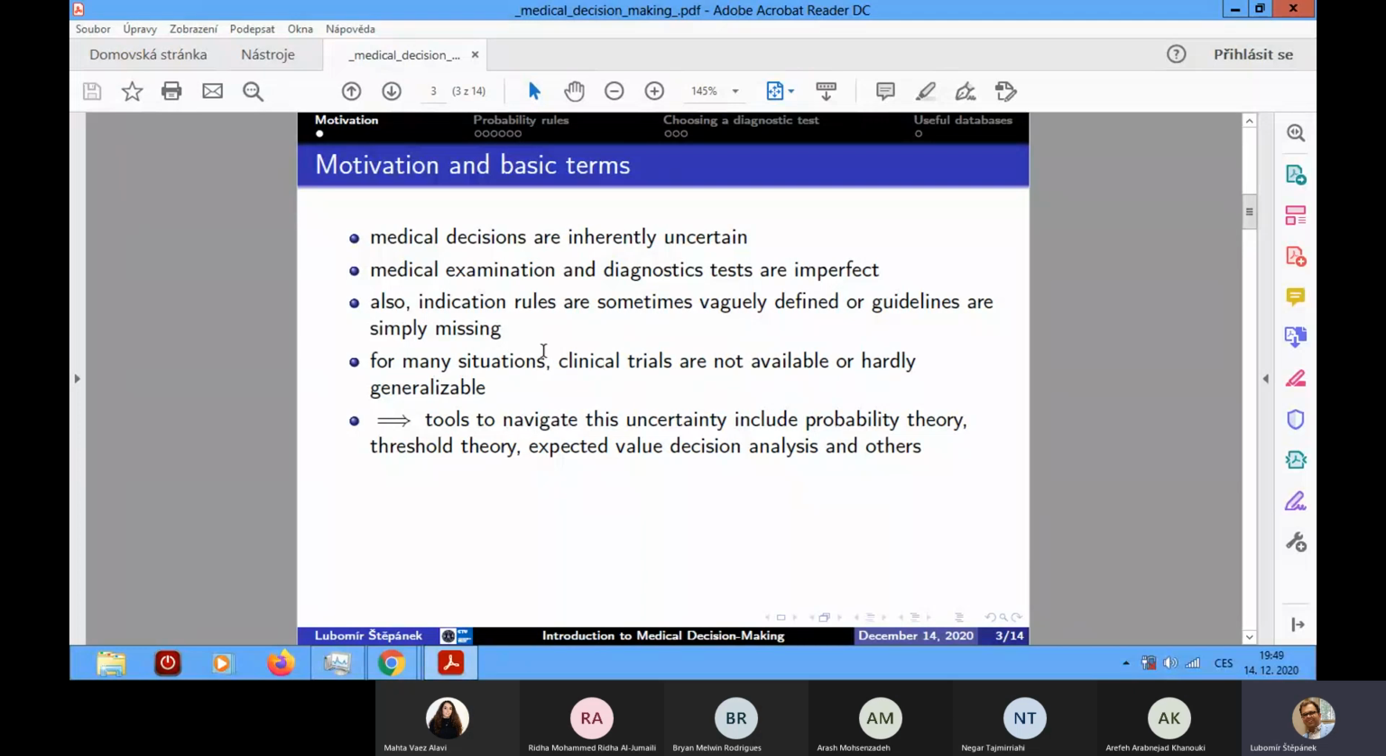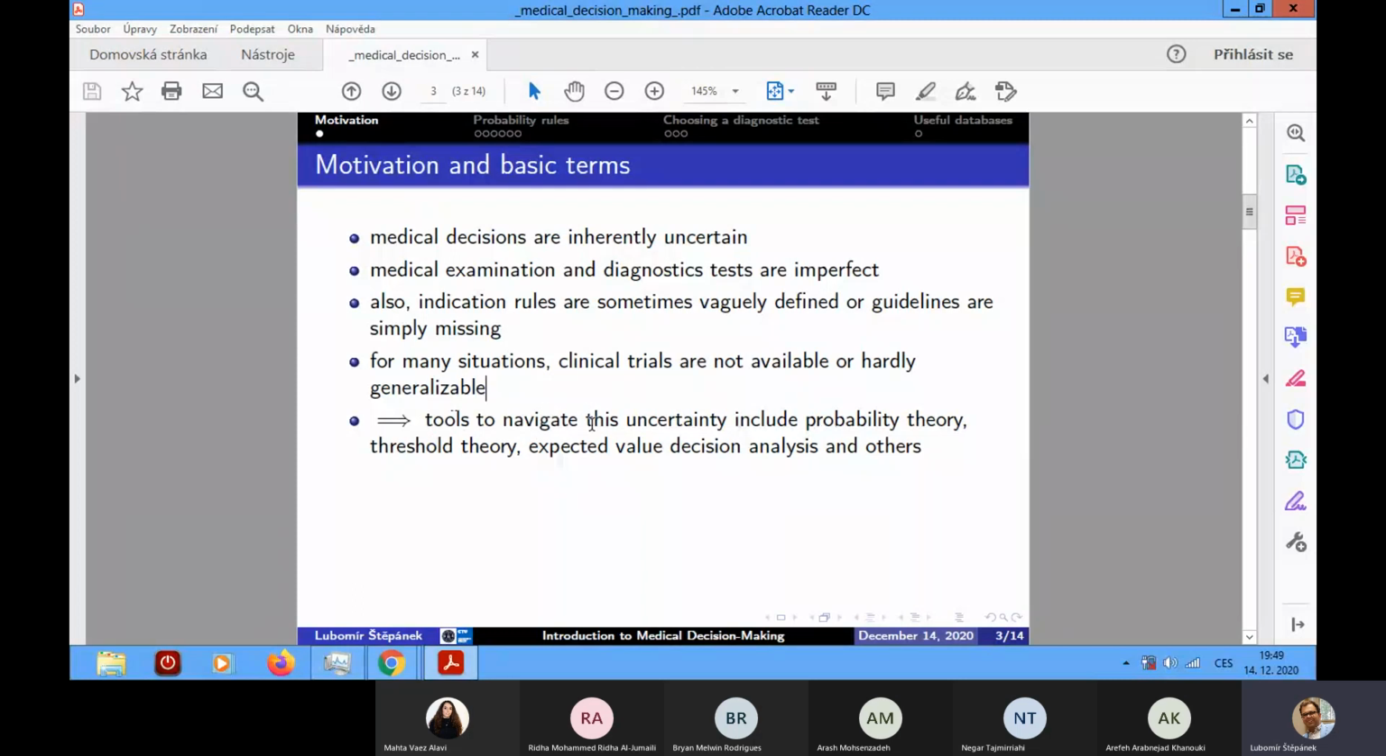So this is also the reason why the thinking of a physician is usually probabilistic, and all the medical decisions are uncertain, based on these issues which are typical for the daily practice of a physician, regardless of whether they work here in Czech Republic or, for example, in USA or wherever. It doesn't matter. So how to try to navigate through this uncertainty?